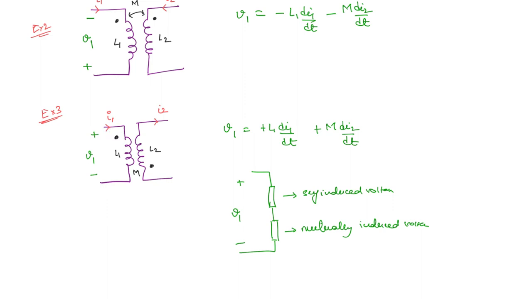Now we have seen a series connection of inductance. If it is a series connection, then what will be the equivalent inductance? L1 plus L2. We have not considered the mutual inductance. So now what if there is a mutual inductance? Let us take the dot polarities like this. Say a current I is flowing like this.